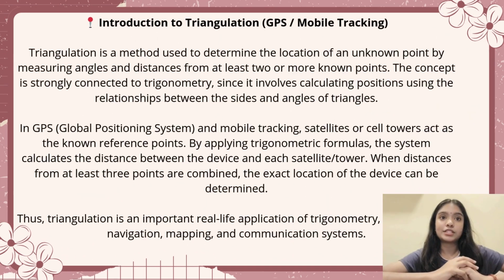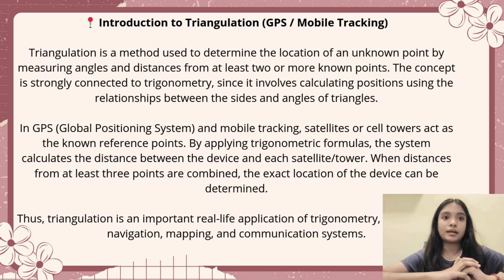So this is the introduction to triangulation like GPS and mobile tracking. Triangulation is a method used to determine the location of an unknown point by measuring angle and distance from at least two or more known points. The concept is strongly connected to trigonometry since it involves calculating position by using the relationship between sides and angles of triangles. In GPS, global positioning system, and mobile tracking, satellites or cell towers act as the known reference points.